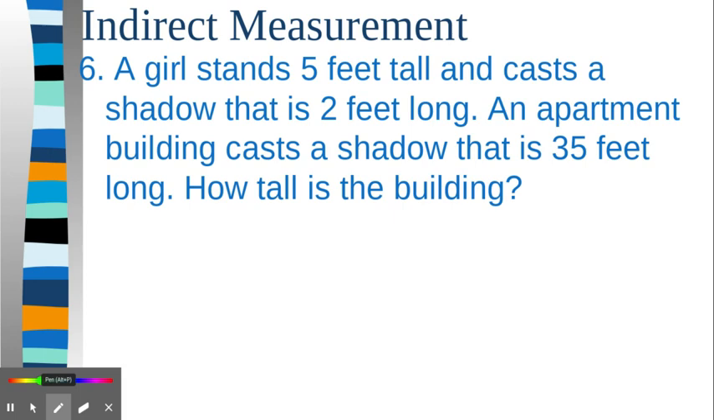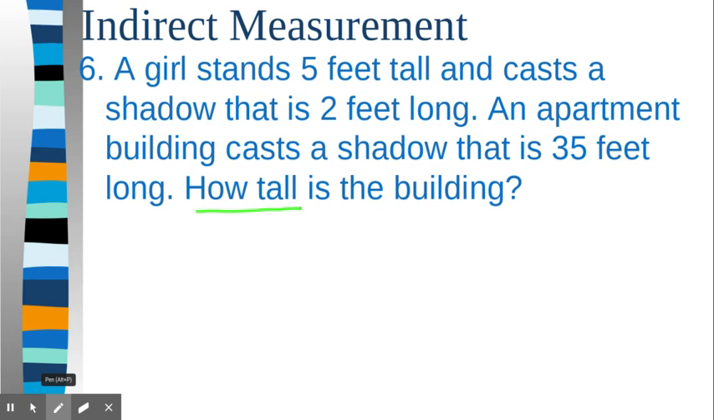All right, let's try another one. A girl stands 5 feet tall and casts a shadow that is 2 feet long. An apartment building casts a shadow that is 35 feet long. How tall is the building? So we are looking for a height, that will be our variable, of a building. The things that we're comparing are someone or some thing's actual height versus their shadow.